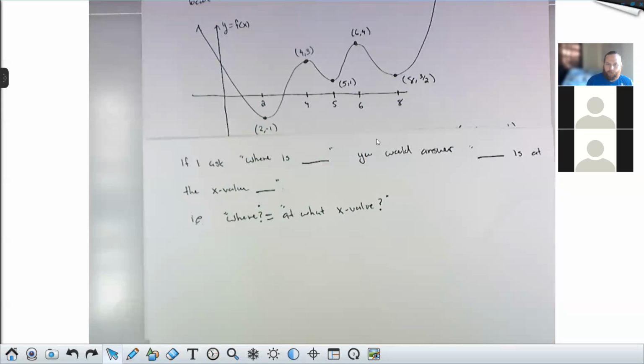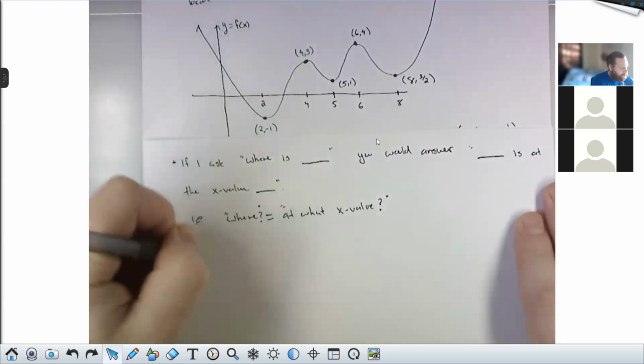Right, and this is like we talked about on Tuesday with increasing and decreasing. If I ask you where is the function increasing, you tell me the interval of x values, because once you tell me the x value, that specifies the point on the graph, because the definition of a function says there's only one point associated with each x value.